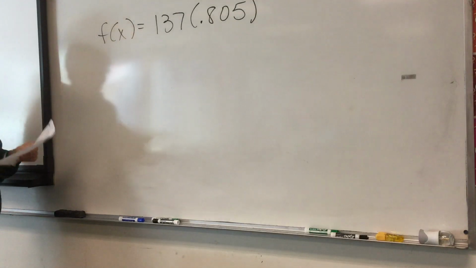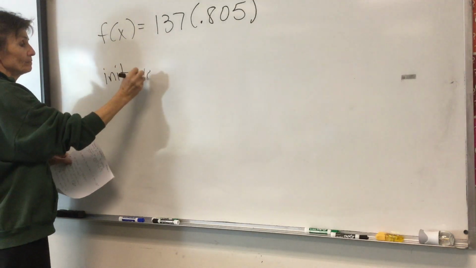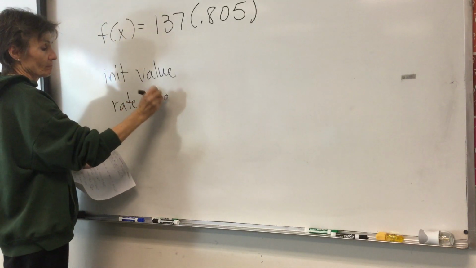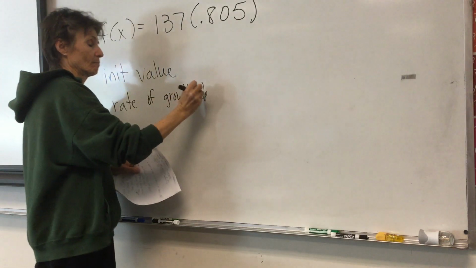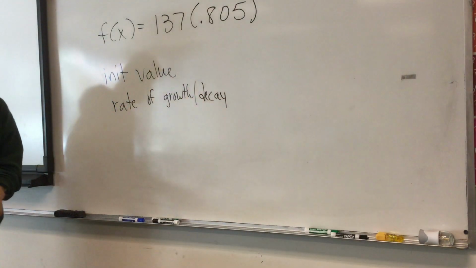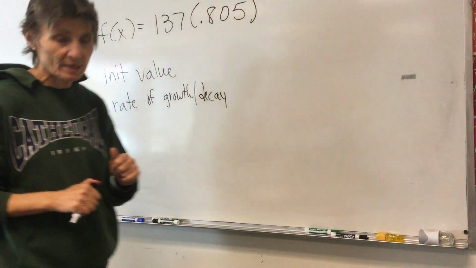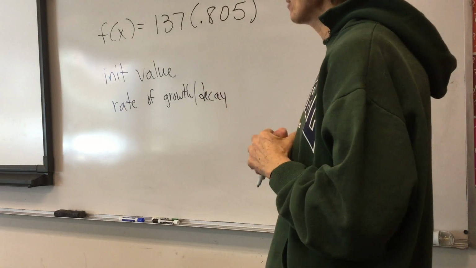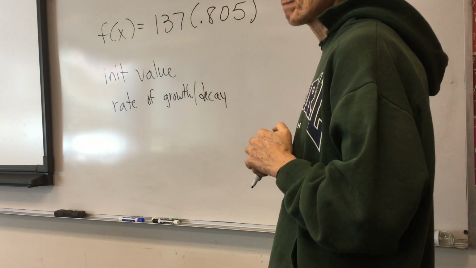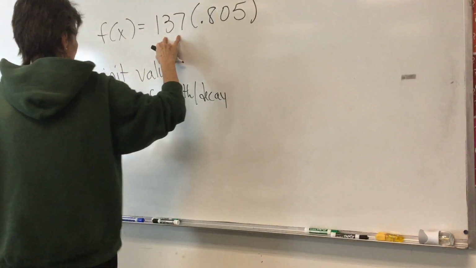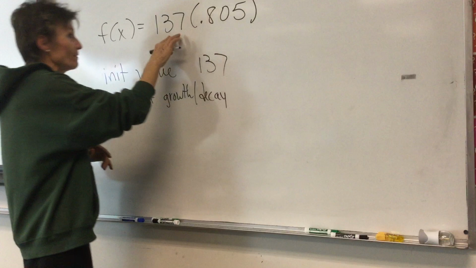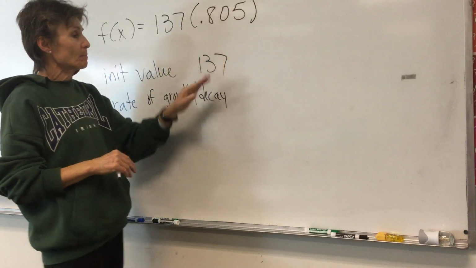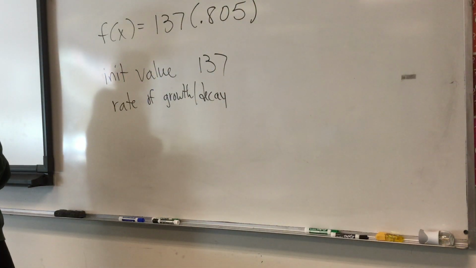Okay? 2 questions. We want the initial value, and we want the rate of growth or decay. All right, so here we go. What's the initial value? We've already talked about this a couple minutes ago when we were building our own equation. Where is the initial value in the function? It's that A value, that's right. So it's 137. It's whatever number is right there, that is your initial value. Because if you put a 0 in here, that's going to disappear, and all you're going to have is 137.